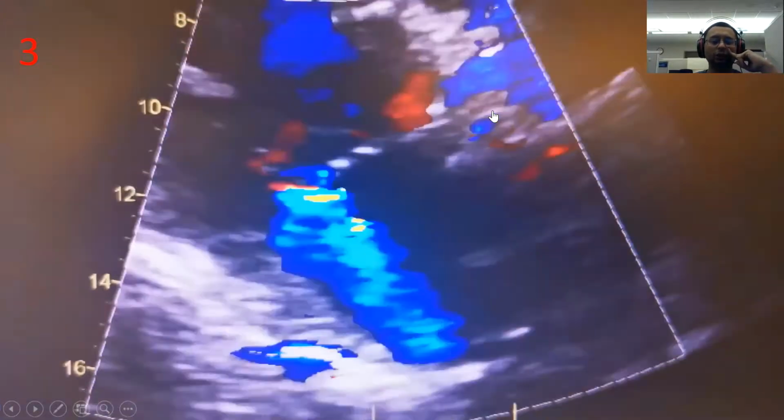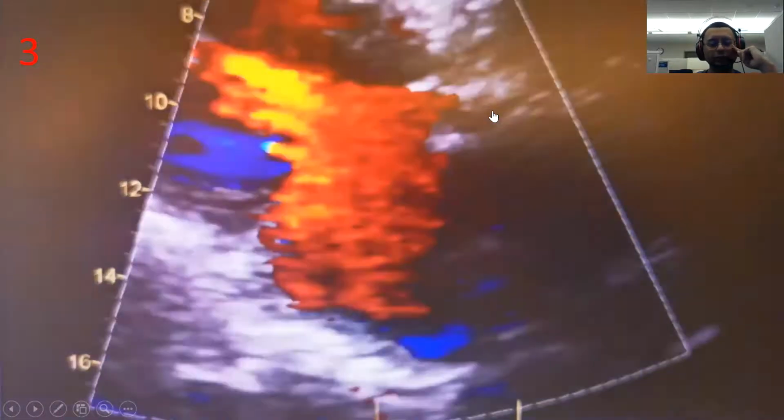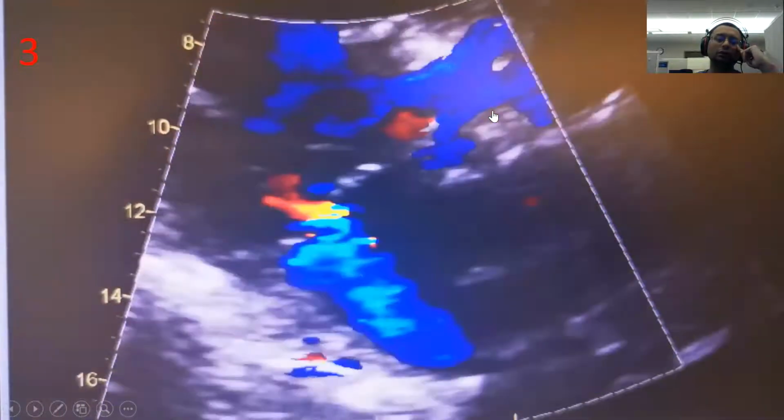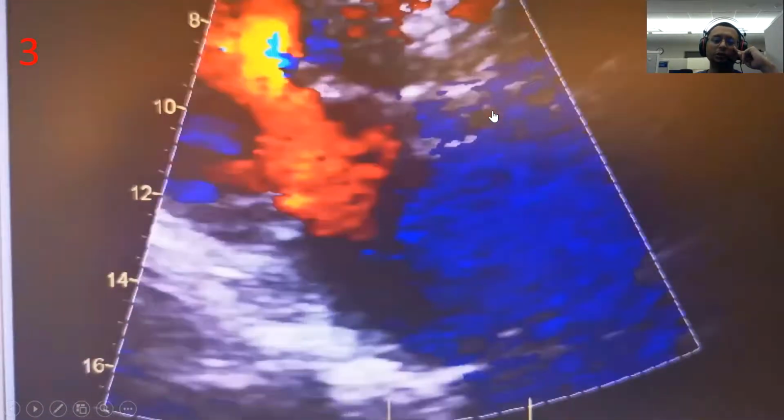So this is a concept called proportionate or disproportionate MR. Have you heard about that concept before? You mentioned it before. Yep. So can you tell me the difference between proportionate and disproportionate MR?